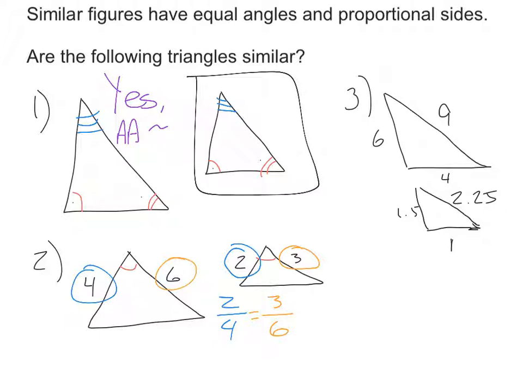And so we can cross multiply. And so I will get, if I do 2 times 6 first, that's 12. If I do 4 times 3 next, that's also 12. And notice that they're the same. So the two sets of sides are proportional, and this one angle in here is congruent.